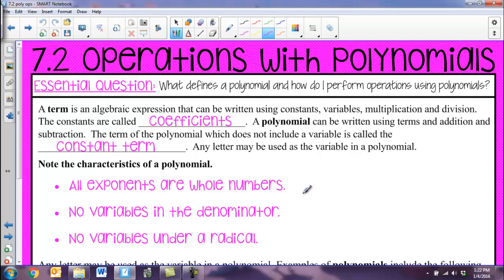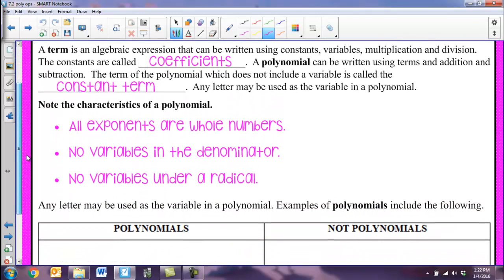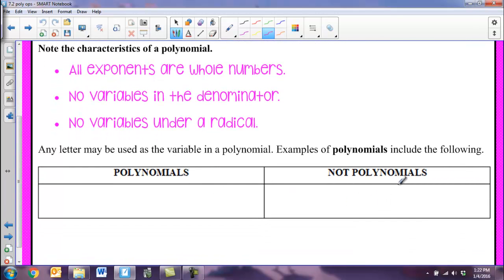Okay? Because if x happened to be 0, then we'd have an issue. And finally, and this kind of goes with the first one, but no variables can be under a radical. So you can't have square root of x or something like that. That doesn't make it a polynomial anymore. It's a square root. Okay? So that's kind of the basics of it. So let's talk about examples of polynomials.